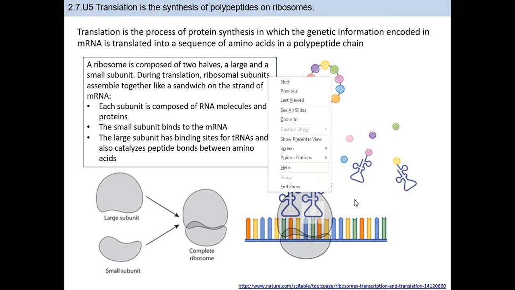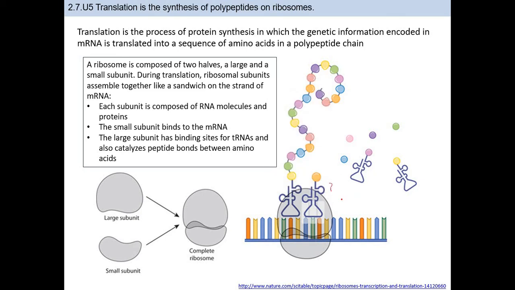Once the mRNA travels to the cytoplasm, that is the start of translation, by attaching to the ribosomal subunits. There are two subunits, the small subunit and the large subunit. The small subunit is the place for attaching the mRNA, and the large subunit has the tRNA binding sites.